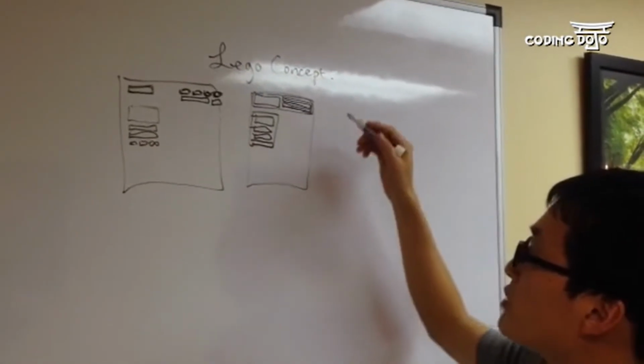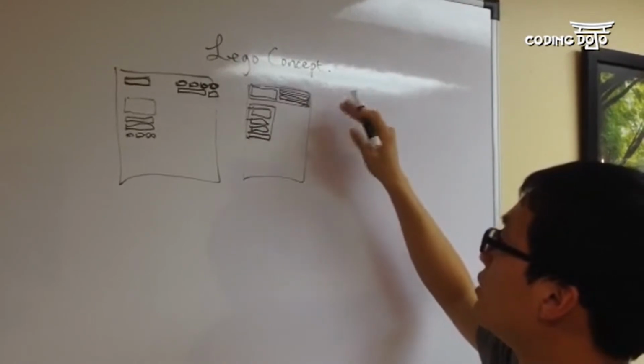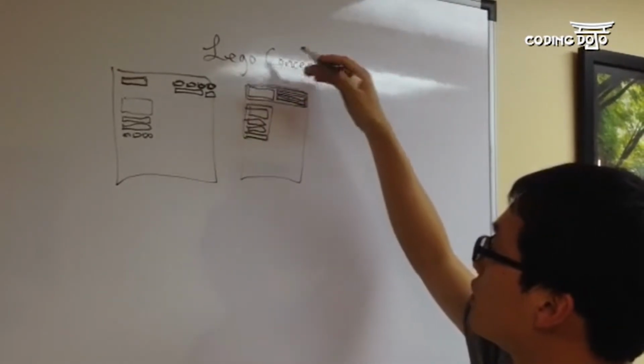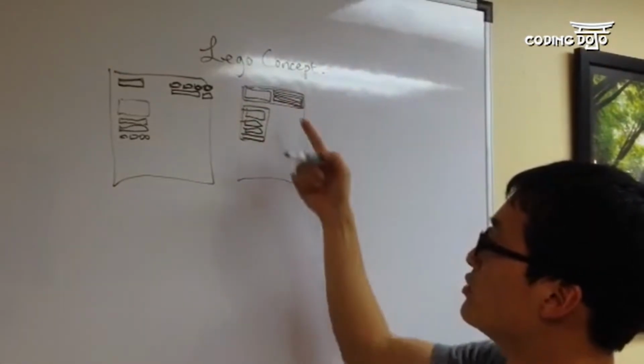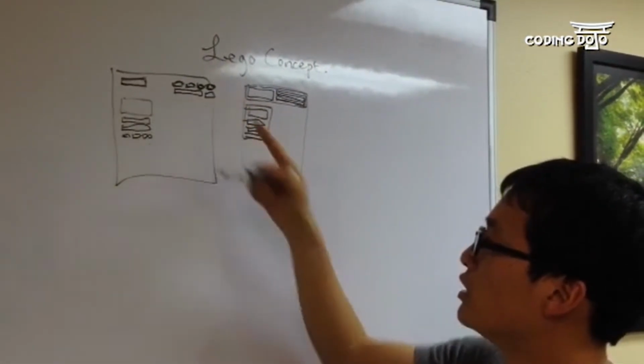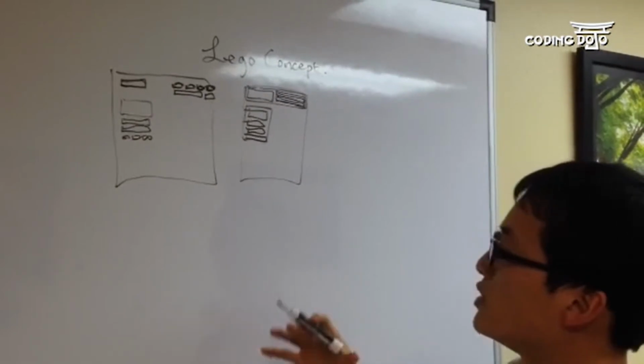So that's the Lego concept. Once you have the Lego concept done well, then you're going to see all of your website in big boxes that are stacked right next to each other. So use the Lego concept to position your elements and to stack them up.